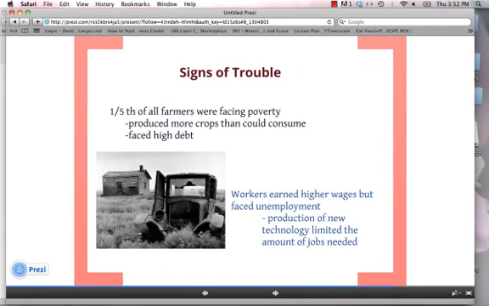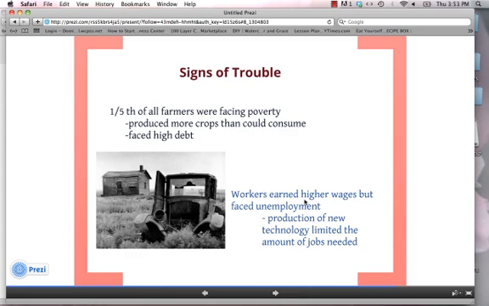There are some signs of trouble, especially amongst the farming communities. They suffered after World War I and continued to suffer through the economic boom. About a fifth of all farmers were facing poverty, so they couldn't make enough money to live in a way that was healthy. The reason that this happened is because they ended up producing more crops than could be consumed, so a lot of it went to waste, and they didn't make a lot of money on their product. They also faced high debt for the amount of cost that it took to farm. So that triggered this impoverished state for many farmers.